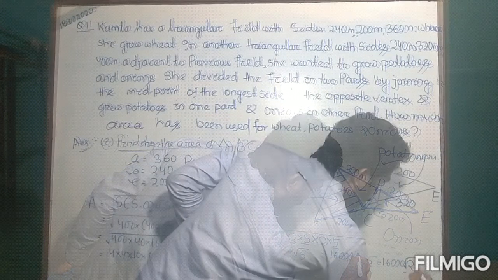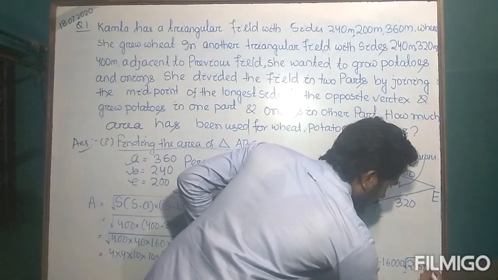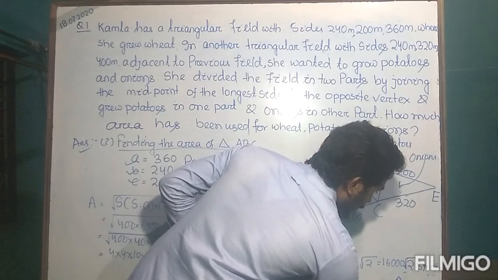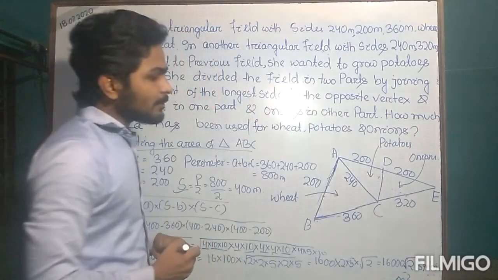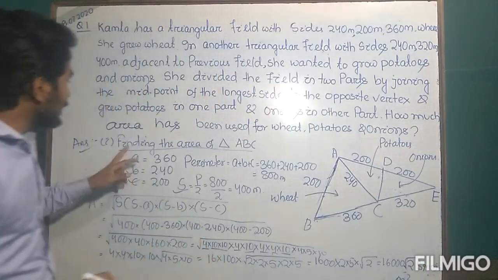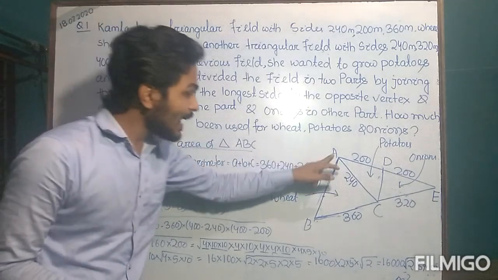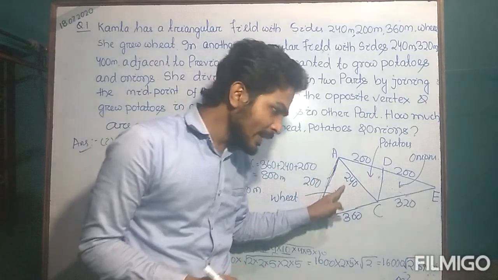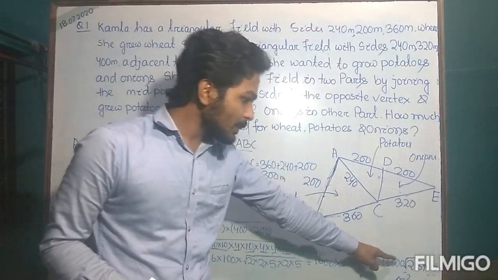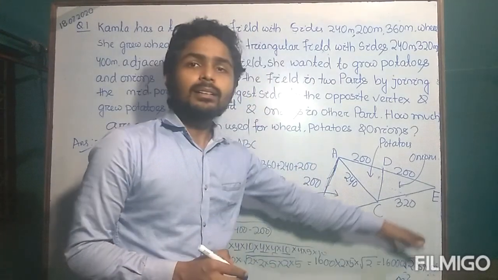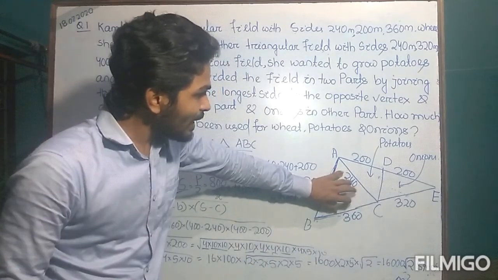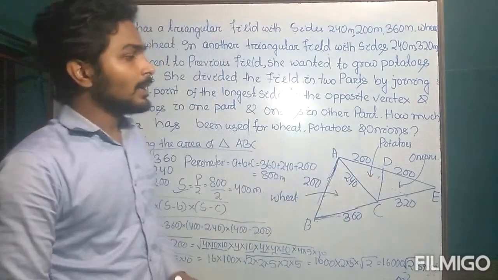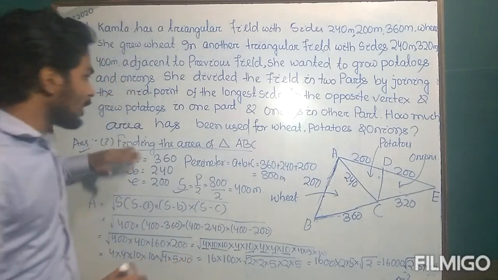Square root of 2, square meter or meter square. Hence the area has been found out. So we can say the area of triangle ABC in which Kamala has to grow wheat is 16000 square root of 2 meter square. So in this part she will grow wheat. Clear? Now the first target is completed.